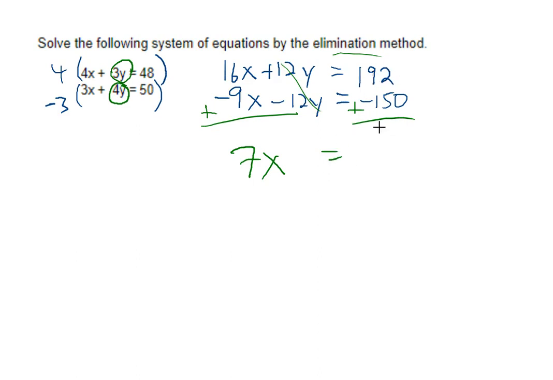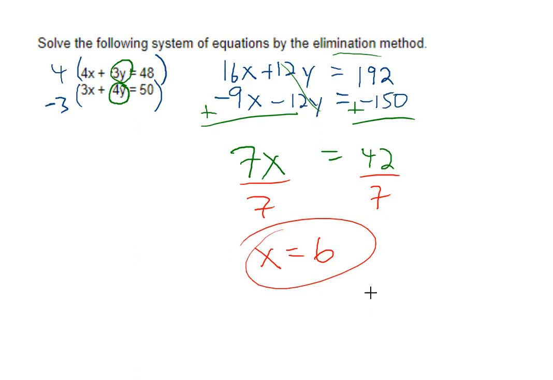And on the right-hand side, we add these together, we get 42, which is very promising because this is going to work out nice, right? Divide by 7 on both sides, we get x is equal to 6. So that makes me feel like 192 is probably right. All right, so we get x is equal to 6.